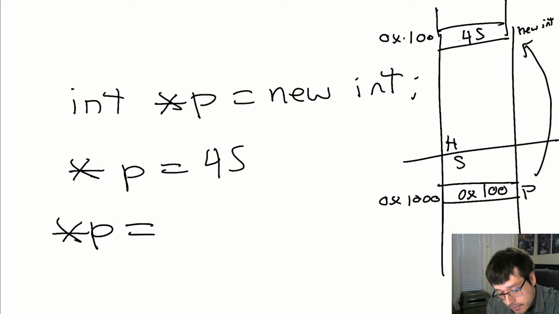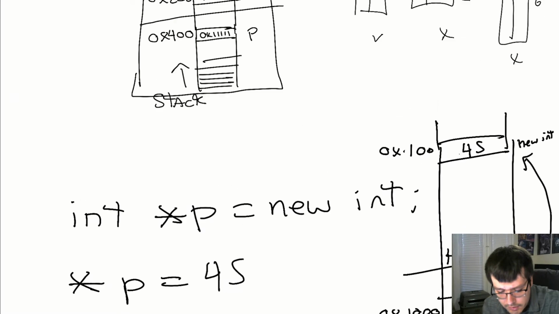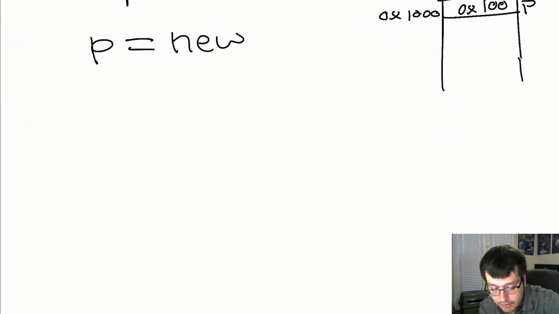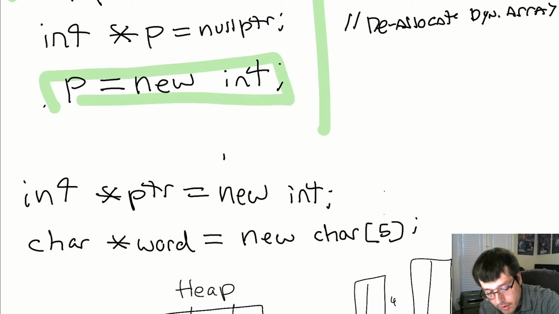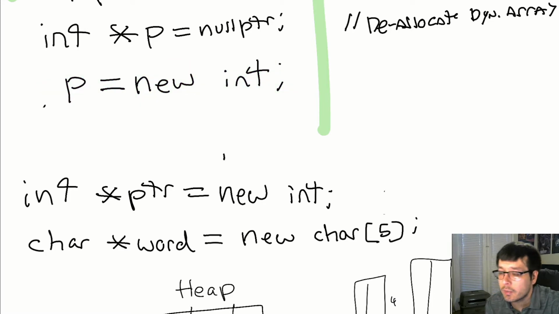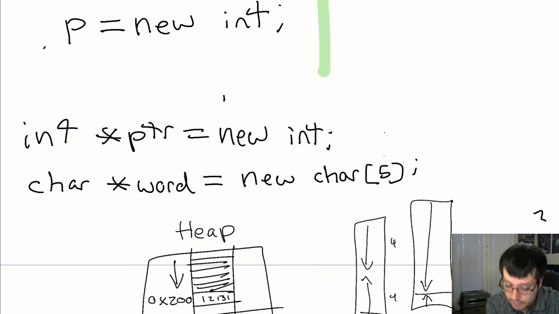So you say P gets new, oh wait, actually, you don't need the asterisk there. Did I ever write the asterisk? No, I didn't. I thought I wrote the asterisk here, but see, this is important. I guess I should point this out. Notice that when I do this line of code here, I don't put an asterisk there, because what I'm doing is changing the contents of P, not what P is pointing to. So that's why there's no asterisk when I say P equals new int, like that.